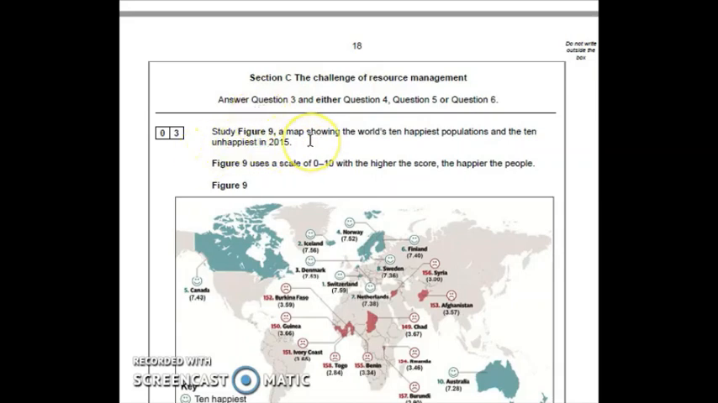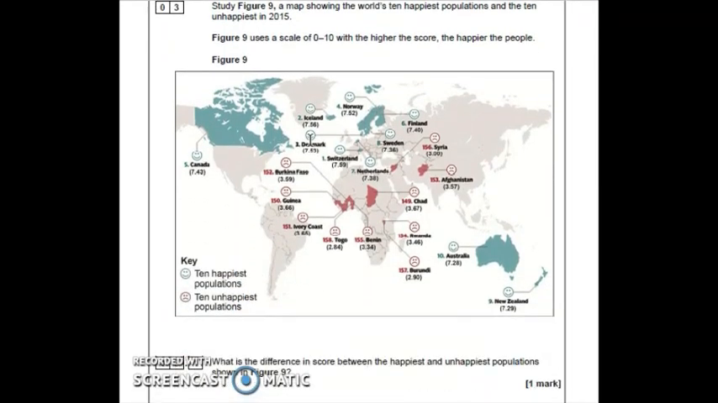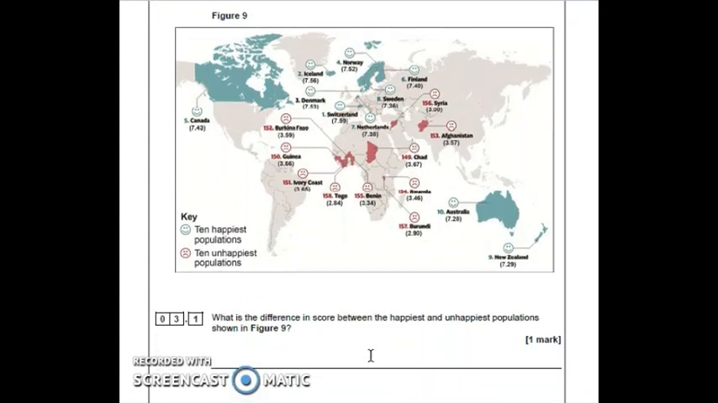Study figure 9, a map showing the world's 10 happiest populations and 10 unhappiest in 2015. The question: what is the difference in score between the happiest and unhappiest population? So the happiest is Switzerland, 7.59. The unhappiest is Togo, 2.84. So you'll take that number away from the Switzerland one and you'll get the answer of 4.75.